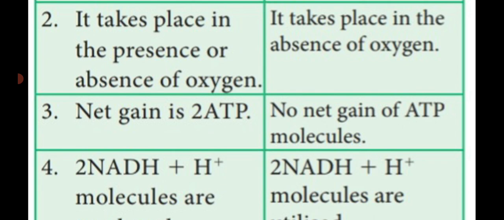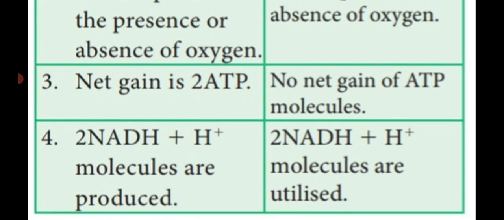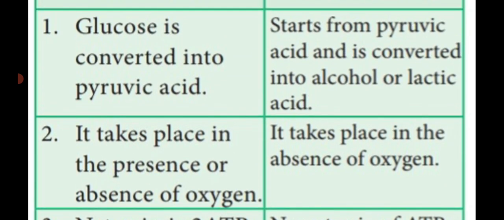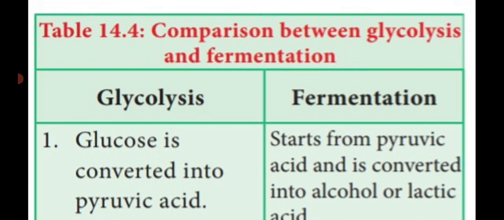2 ATP molecules are produced at the end of glycolysis. Here, in fermentation, there is no net gain of ATP. 2 NADH2 molecules are produced in glycolysis, but here 2 NADH2 molecules are utilized, that means used in the anaerobic respiration. So this is the difference between glycolysis and fermentation. It is a very, very important 3-mark question.